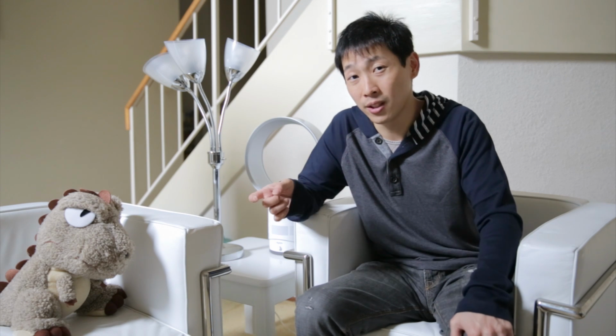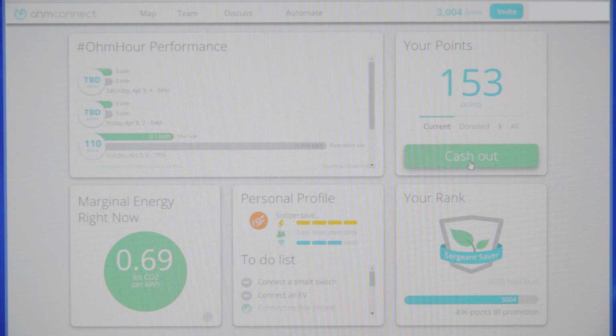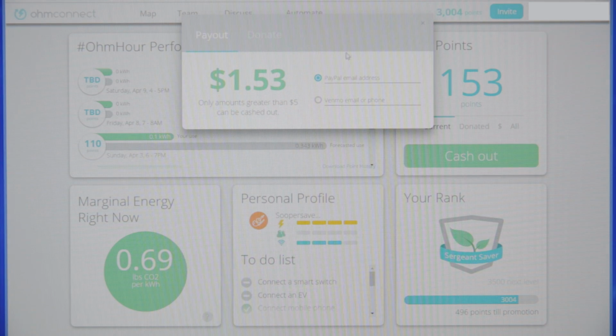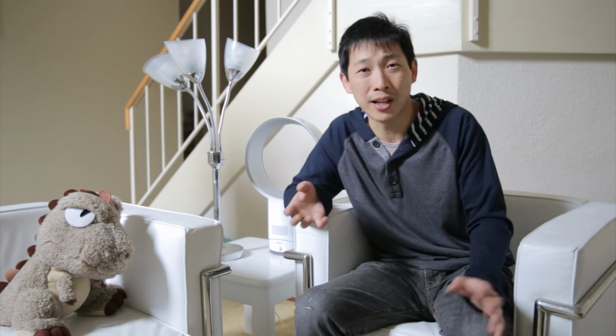Upon your first OhmConnect usage, you actually have to connect your PG&E account so that they can see your historical usage. And then after you participate in your first OhmHour, you have the ability to transfer the points or money into your PayPal account. Each point is worth 1 cent, and for the last 2 OhmHours I participated in, it's about 110 points. I think it fluctuates a bit. 2 per week times 52 weeks, that's about $110 right there.